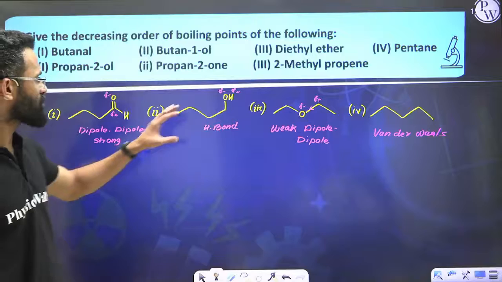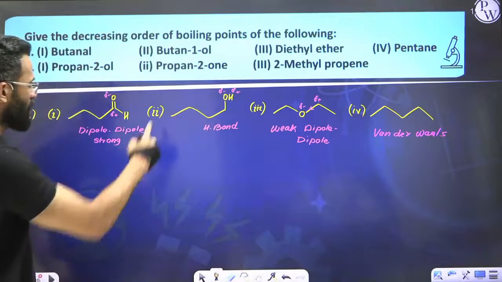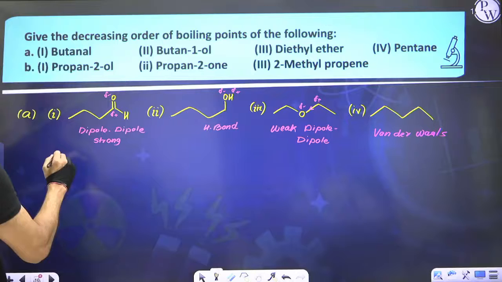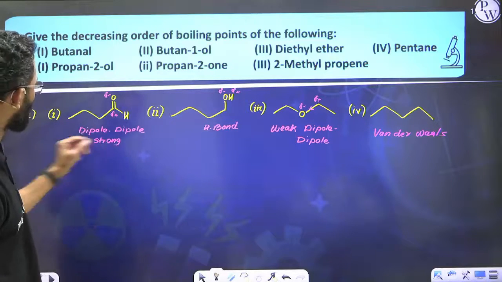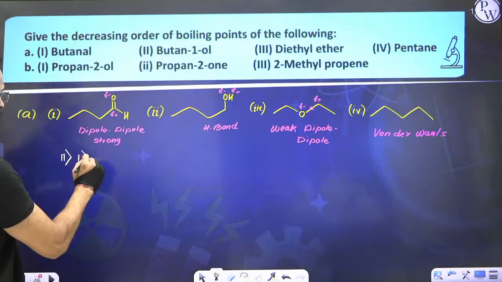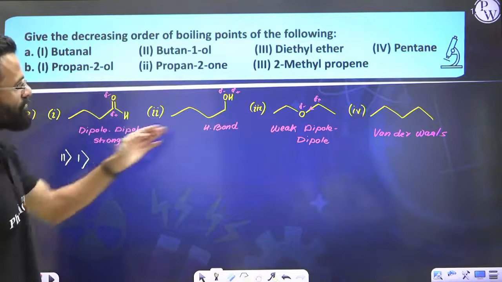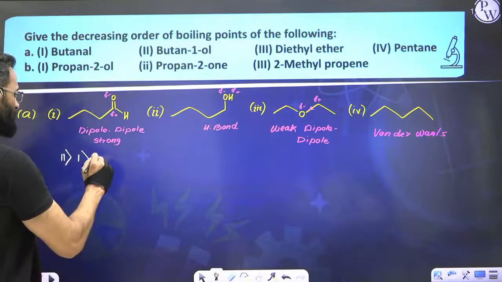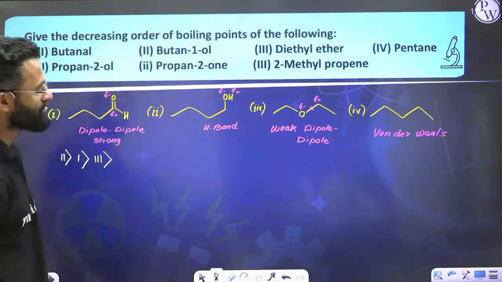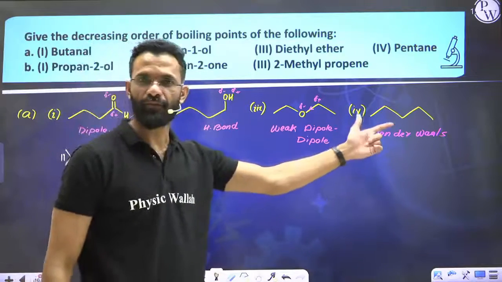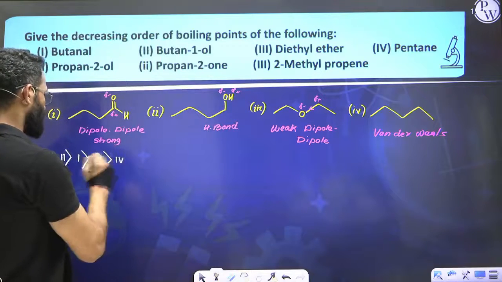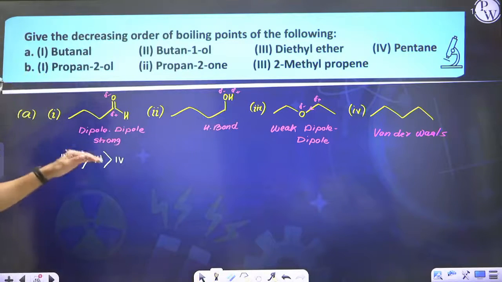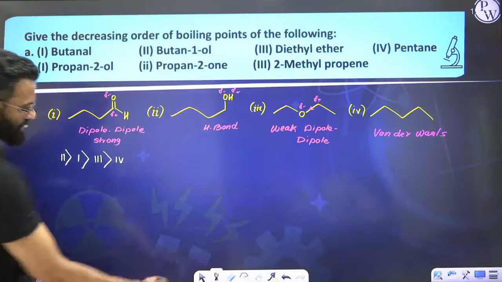So clearly we can see here hydrogen bonding will associate the molecules of alcohol more strongly, so their boiling point is going to be the highest. So 2 is going to be the highest boiling point, followed by the stronger dipole-dipole interaction present in 1. So the second highest boiling point will be for the aldehyde, followed by the weak dipole in number 3, and the least boiling point will be of the compound having the weakest intermolecular forces, that is pentane, number 4. So this is the decreasing order of boiling points of compounds given in question A.